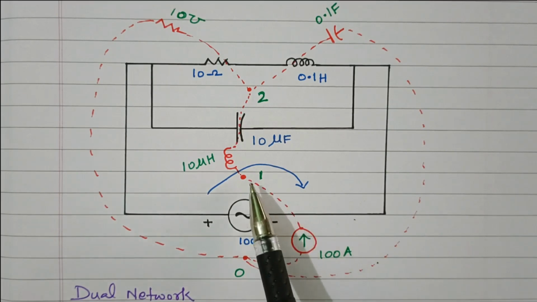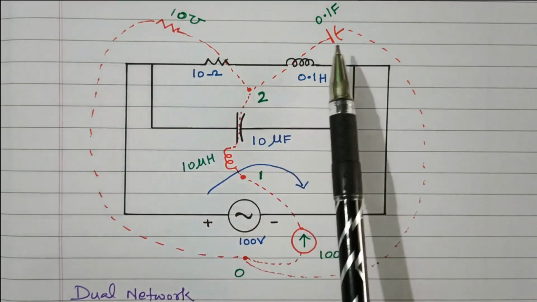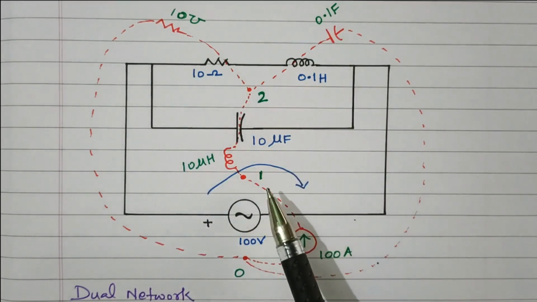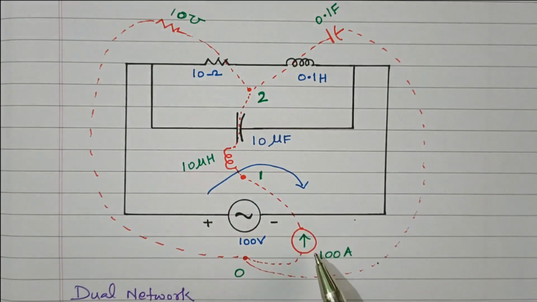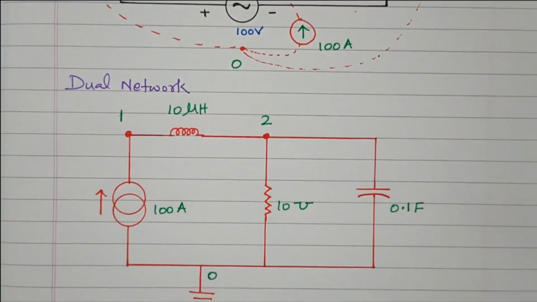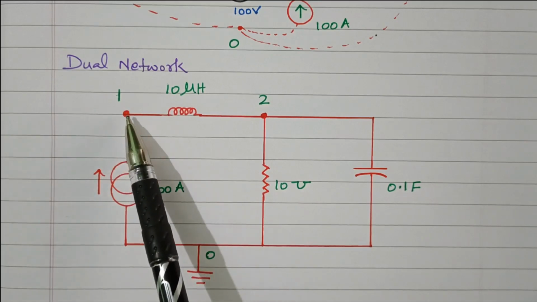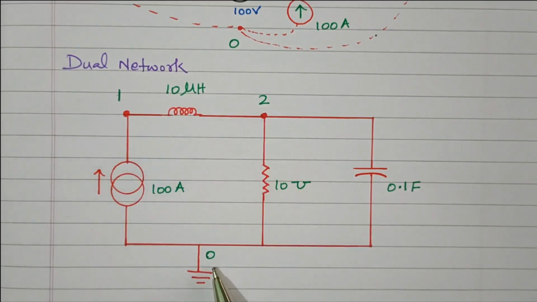Now we'll see again. Between 1 and 2 we have an inductor. Between 2 and 0, one conductance and one capacitor. Between 1 and 0, one voltage source, one current source. Right. Now we need to draw the dual network. First step, we have to put the dots. On a plain paper we have to put the dots. There we have 3 dots, 1, 2 and 0.